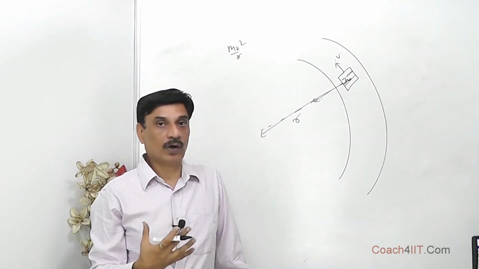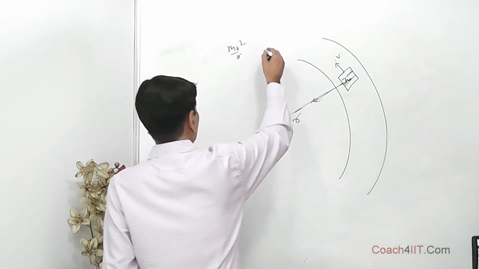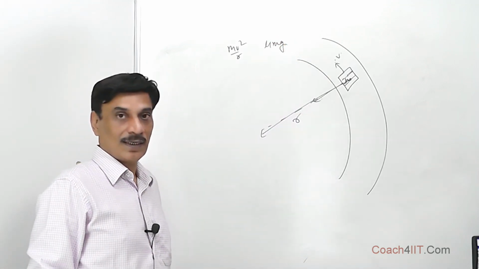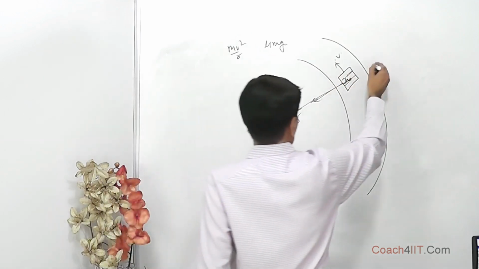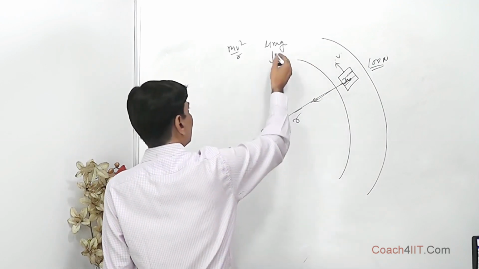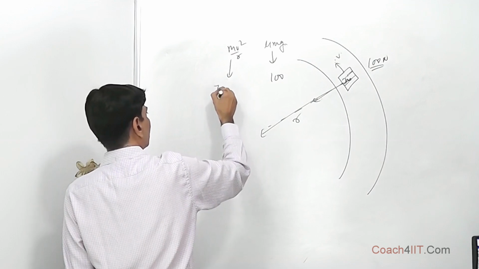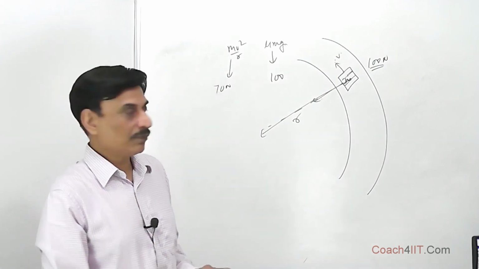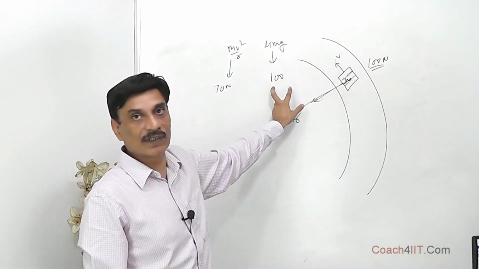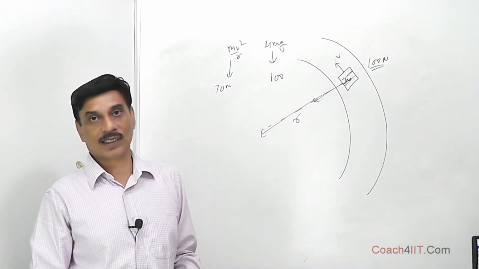So the question is, who is going to provide this force? Then the friction force, mu mg, is the limiting value of friction force we know. Suppose this can go to 100 Newton, and at this instant the requirement is only 70 Newton. So friction force says, good enough, I'll meet your requirement. It's going to be a case of self-adjustment. It will adjust itself to 70 Newton, and the car will safely navigate this turn.